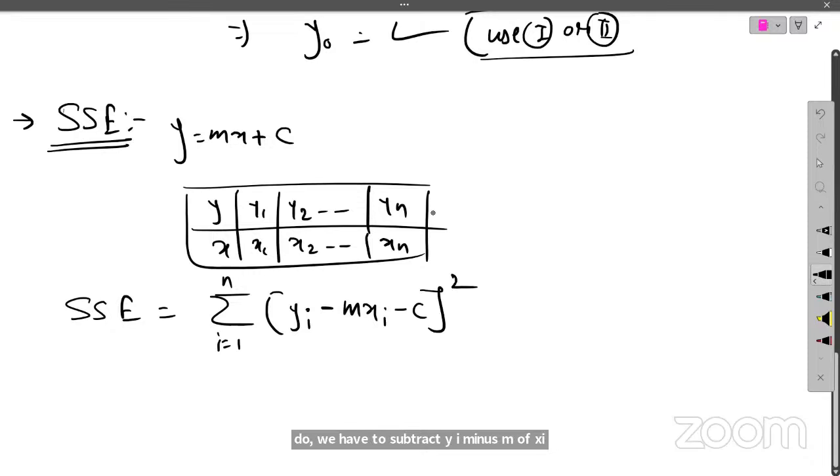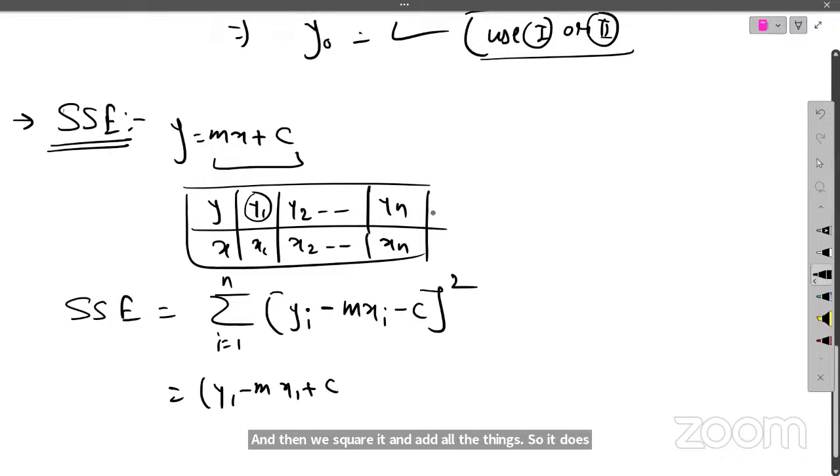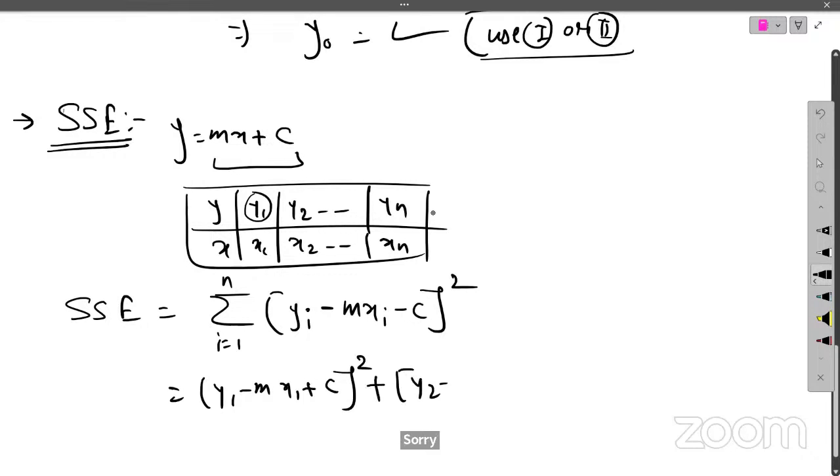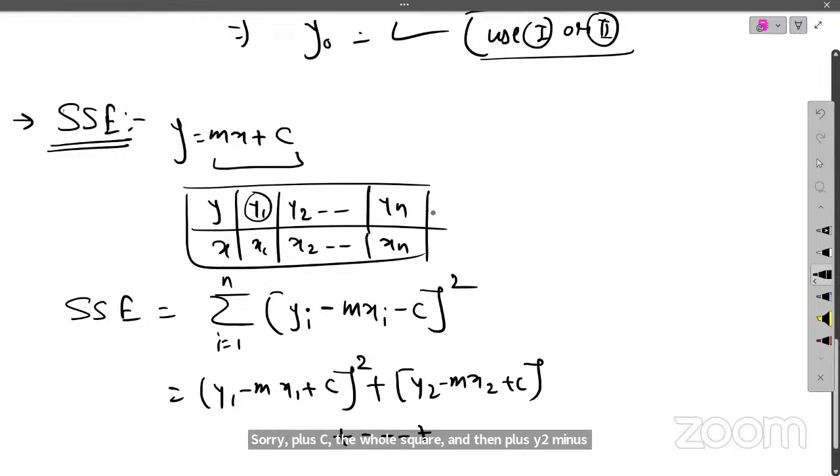That means first we find the difference between these two quantities, then we square it and add everything. So it is simply (y1 minus (m x1 plus c)) the whole square, plus (y2 minus (m x2 plus c)) the whole square, and so on up to the nth term, (yn minus (m xn plus c)) squared. Okay, so this is the general form of SSC.